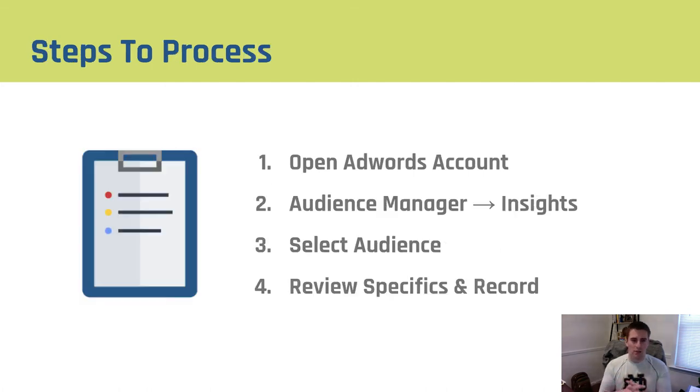So the steps of the process we're going to go through: first thing we're going to do is open up our AdWords account. Then we're going to go into the new audience manager and check out the insights. We'll select the audience we want, review the specifics, and record them. That way we can transfer that over to new ad groups and test out each one of these audiences individually. So let's head over to AdWords. I'll show you how to do this.